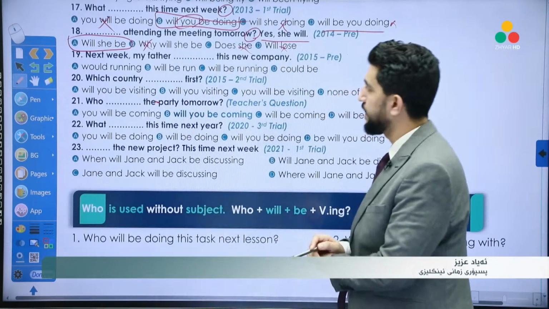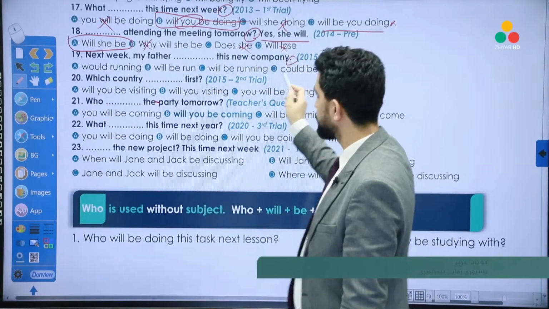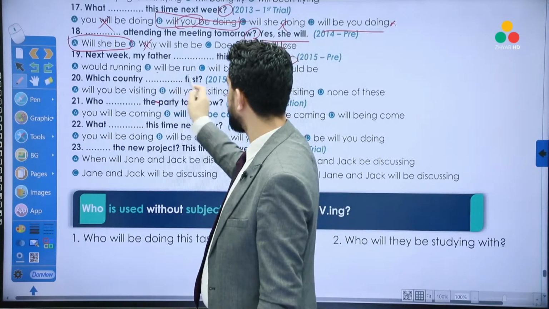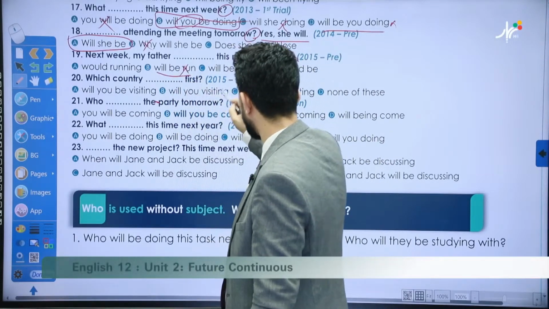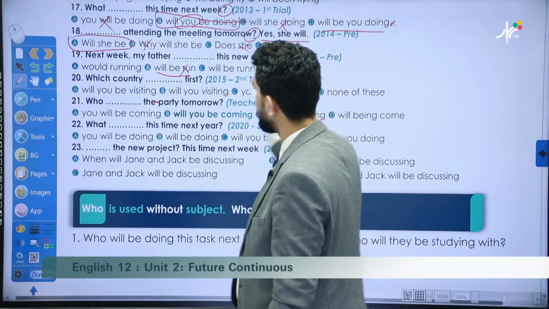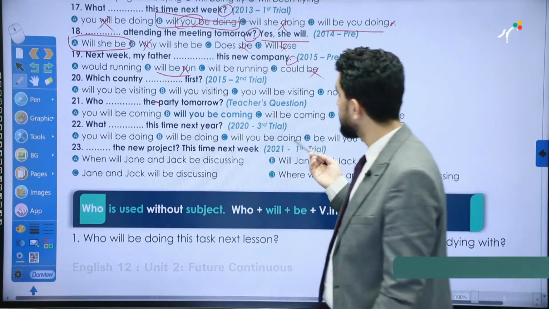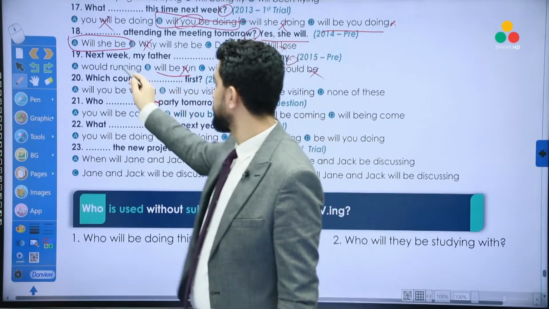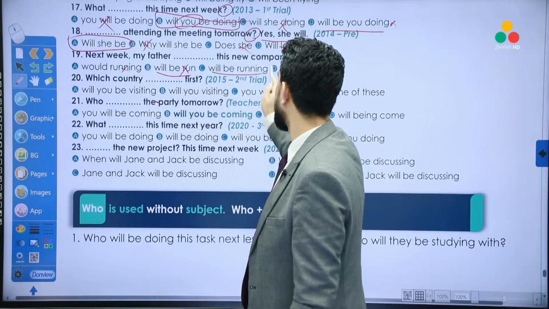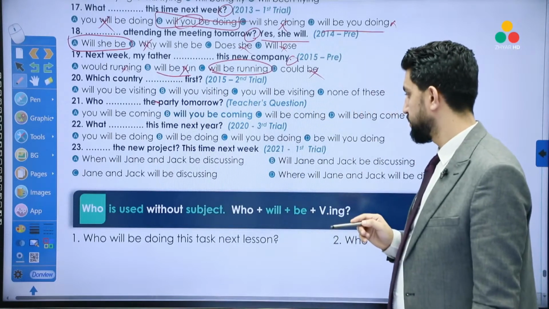Okay, number 19. Next week, my father, this new company. It's not a question. So since it's not a question, will be run? Wrong. We don't have ing. Will be running? Could be? No. Why is could be wrong? We're talking about running. That's also wrong. Will be running. Okay, this is how we do it.